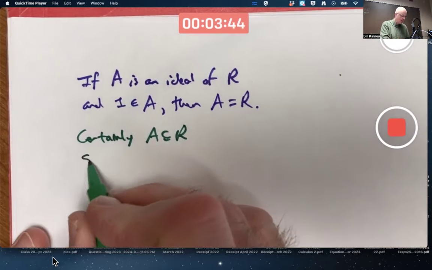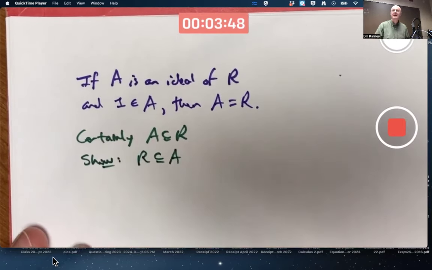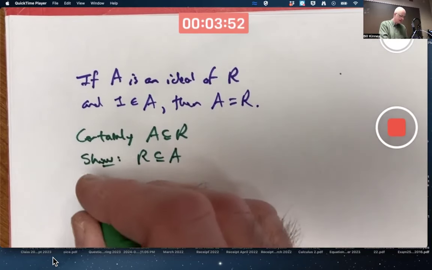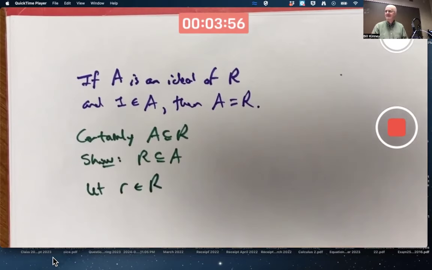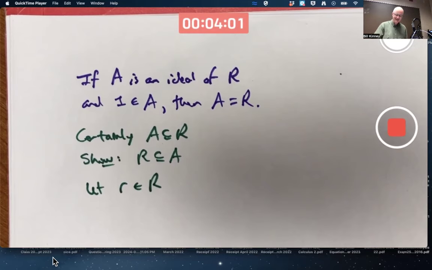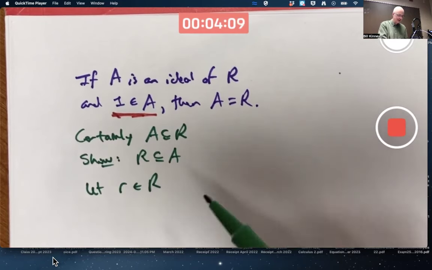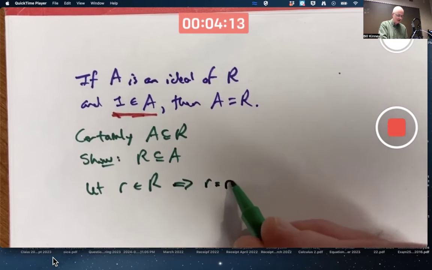So we must show the other inclusion, that R is a subset of A. Give me an arbitrary element of R. Why is it in A? Always remember, when you're doing proofs like this, you've got to use what you're assuming. Somehow we've got to use the fact that the unity is in there. Just a little bit of experimentation. I hope you realized, okay, maybe I should write r as r times 1.